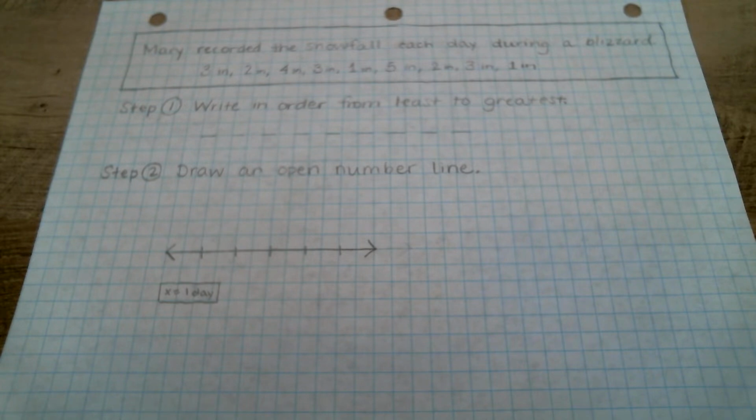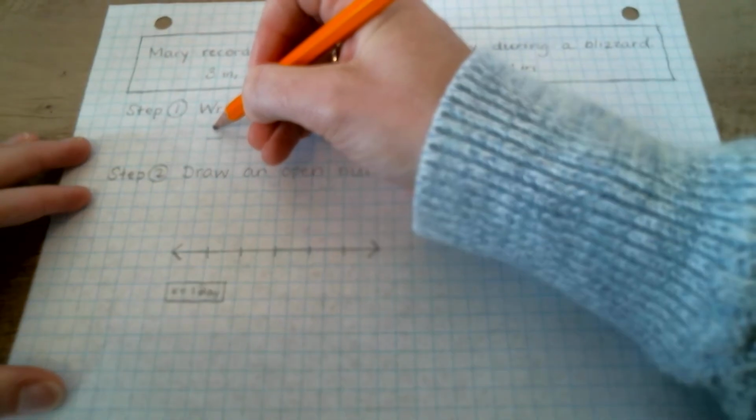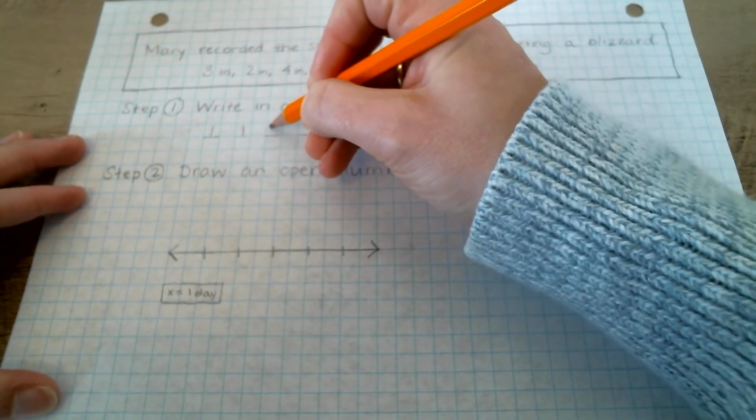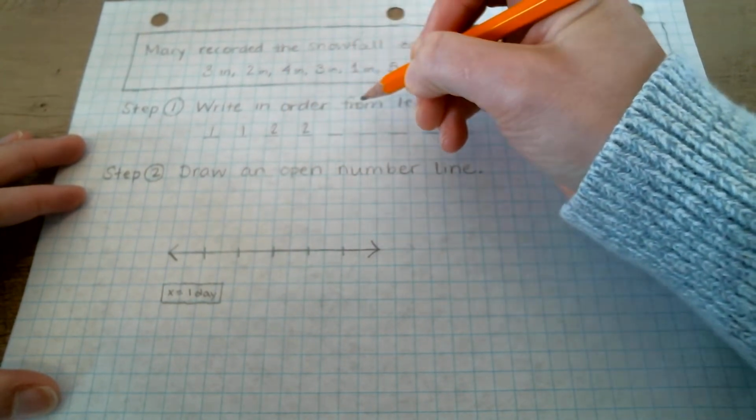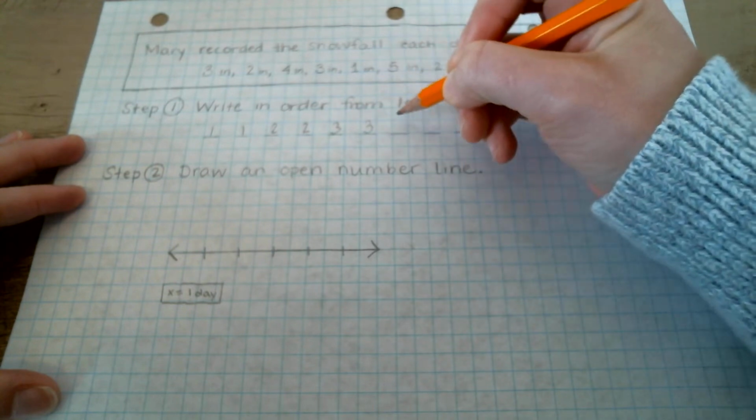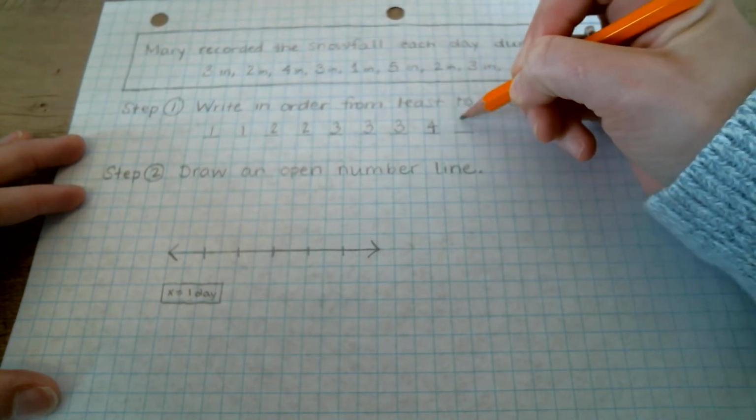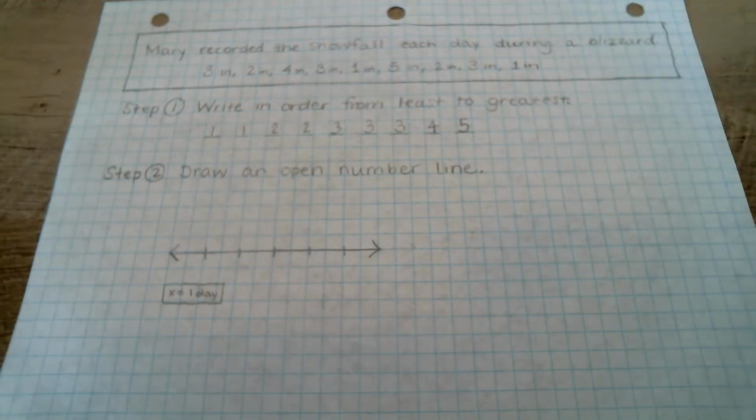Okay, so our first step when we look at these numbers is to write them in order from least to greatest. We're going to write down all of the numbers, even if they show up more than once. Okay, so let's do that together. So we would have 1 inch, 1 inch, 2 inches, 2 inches, 3 inches, 3 inches, 3 inches, 4 inches, and 5 inches. So you can see I've recorded all of the numbers in order from least to greatest, even if they show up more than once. Okay, this is going to help us see the patterns with the data.